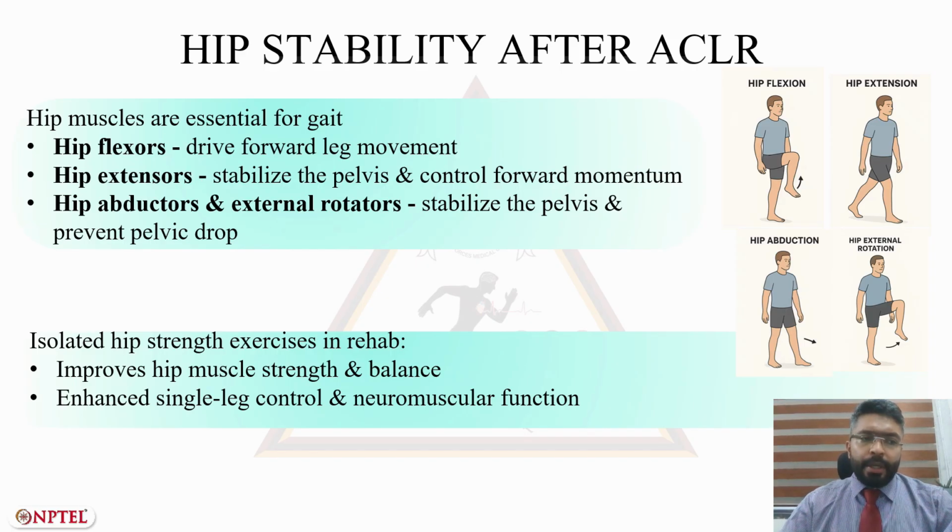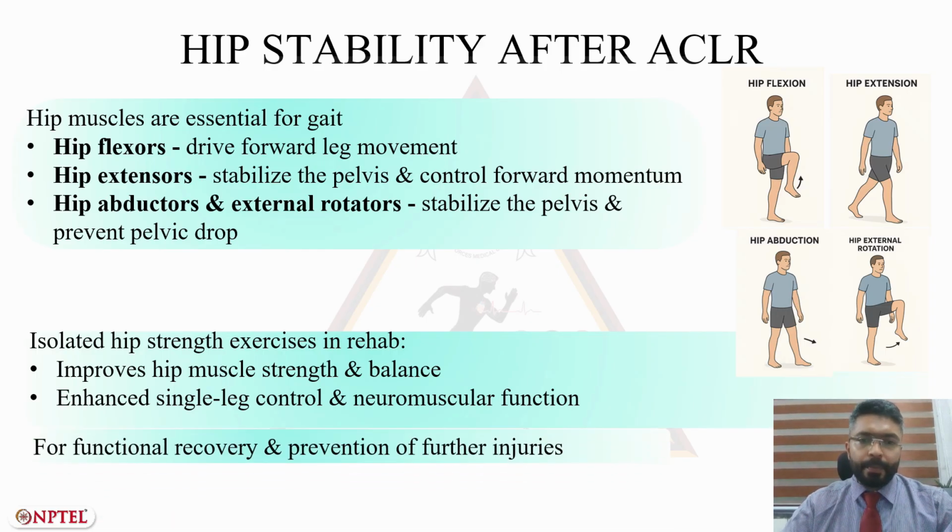Adding isolated hip strength exercises such as hip abduction, extension, and external rotation to standard ACL rehabilitation improves hip muscle strength and balance of the body. This promotes enhanced single leg control and neuromuscular function, both critical for functional recovery and prevention of further injuries. Early introduction of hip strengthening exercises post ACL reconstruction is recommended.